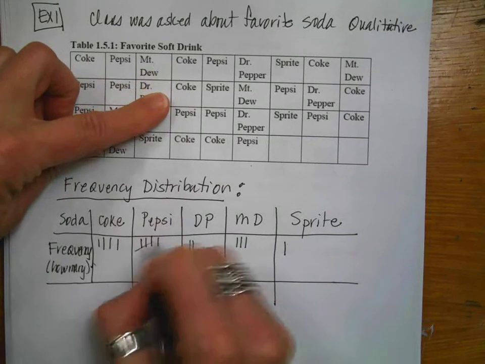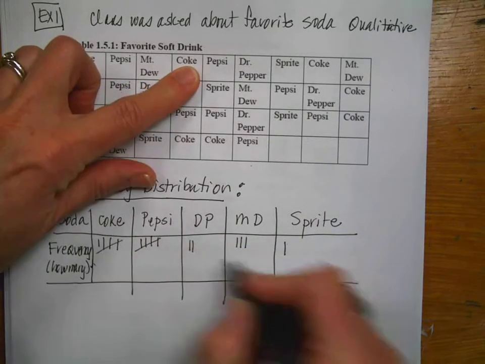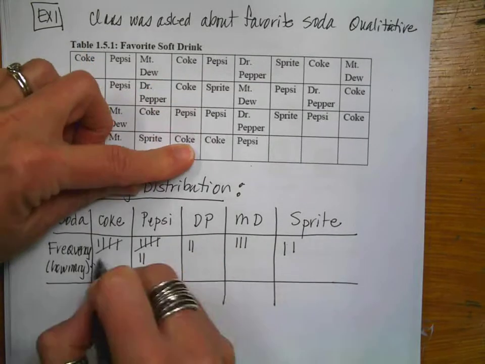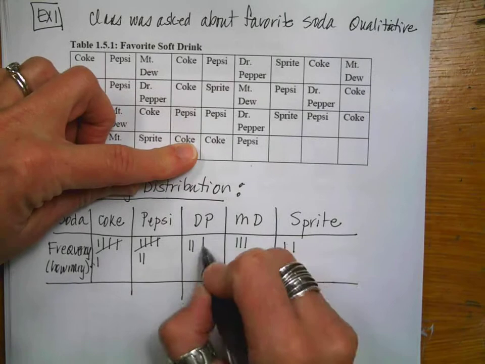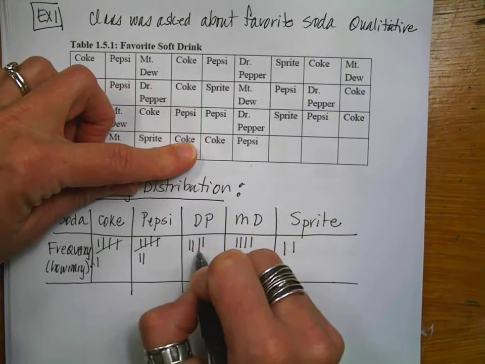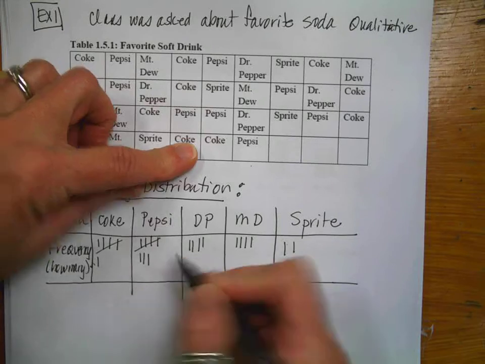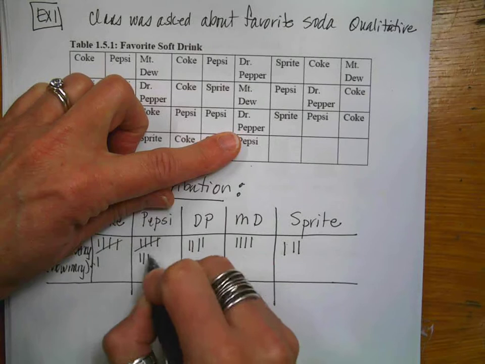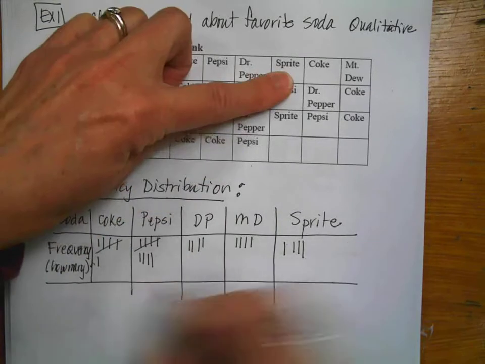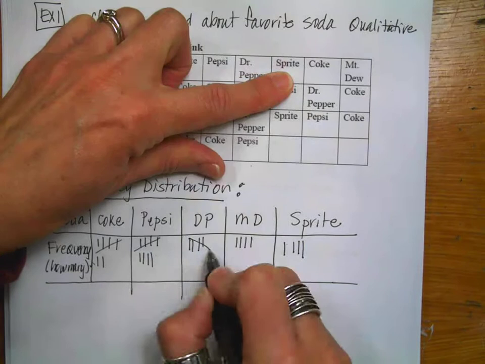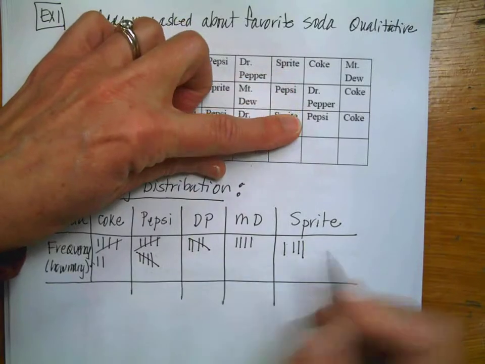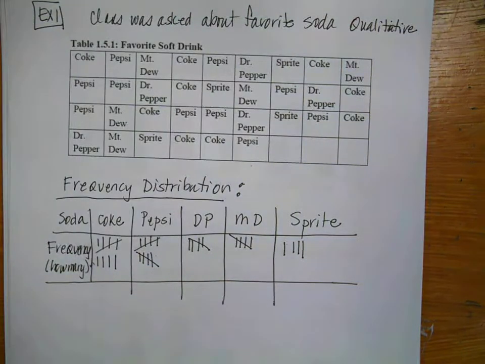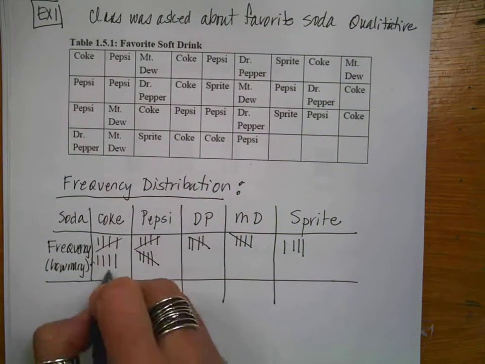And then I have Coke, Coke, Pepsi, Coke. And then I have Pepsi, Sprite, Pepsi, Coke. And then I have Dr. Pepper, Mountain Dew, Dr. Pepper, Pepsi. And then I have a Sprite and a Pepsi, and a Sprite. And then I have a Coke, a Dr. Pepper, a Pepsi, and then a Mountain Dew, a Coke, and a Coke. Okay, and hopefully my numbers came out right.